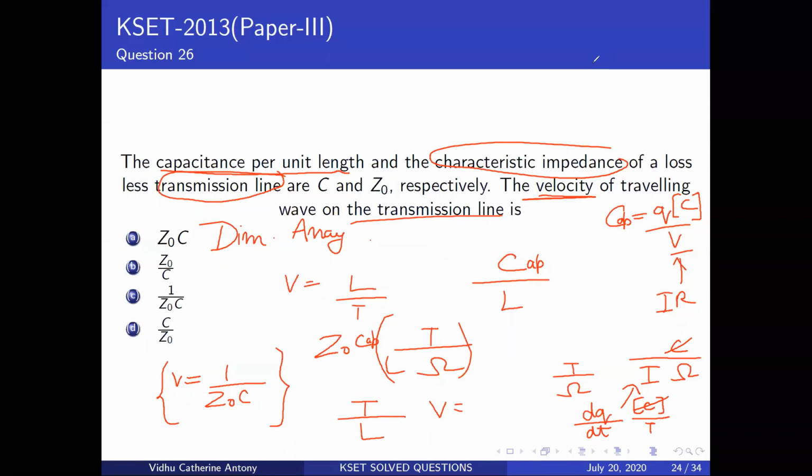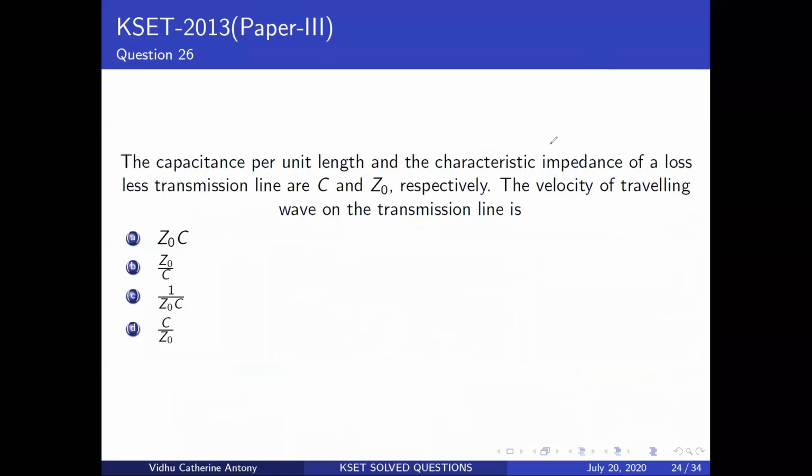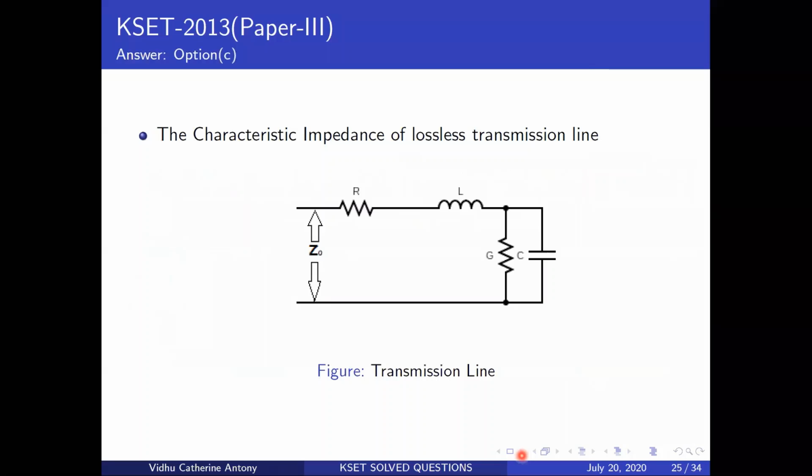So this is much more simple. Just do it using dimensional analysis. So let's look at this. This is how your transmission line basically looks. You've got a resistance R, L, you've got your G, you've got a capacitance. This Z0 is the impedance that you have through this. So this and this are parallel. This is in series. So that is kind of done.